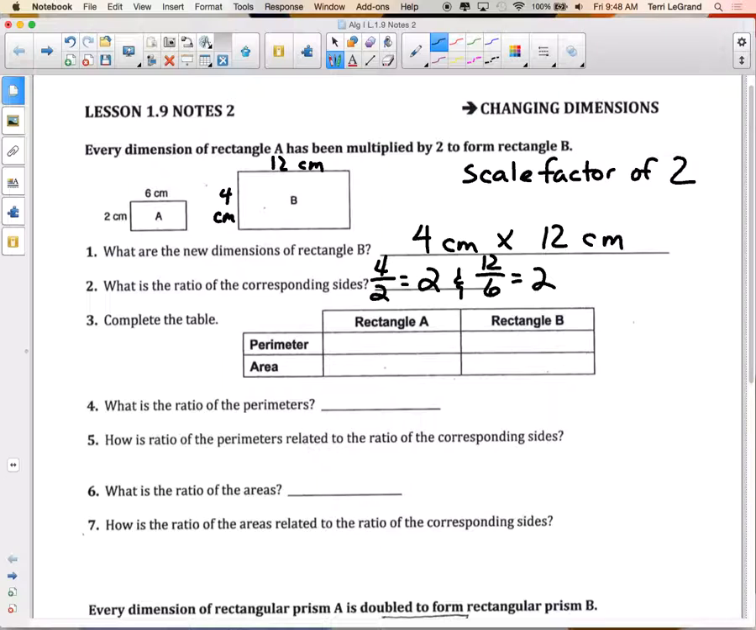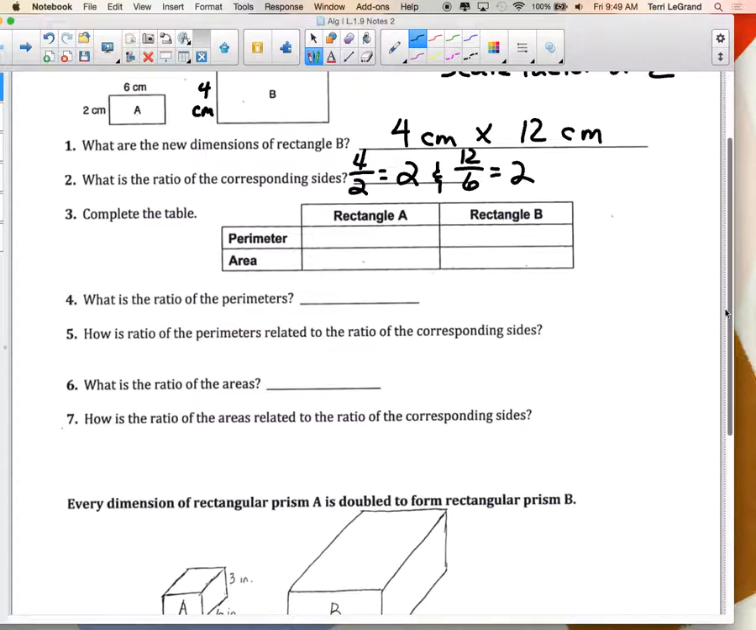So does that make sense, that if we apply a scale factor of 2, when you divide the sides out, you should get a ratio of corresponding sides of the same thing, of 2? Okay, let's explore then what happens, because a rectangle is a 2-dimensional figure, so we can't work with volume with it, but we can work with perimeter and area. So let's complete this table. How do we find perimeter? Add all the sides together. It's the distance around, isn't it?